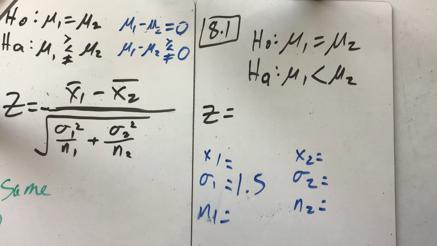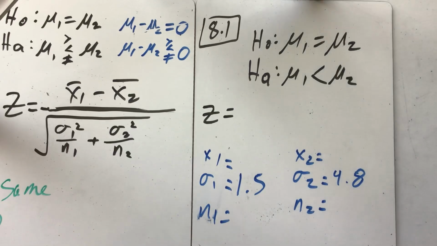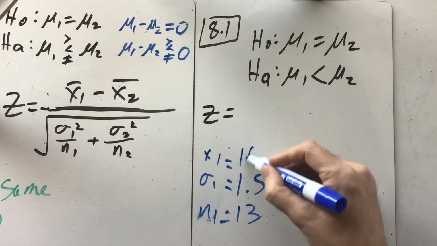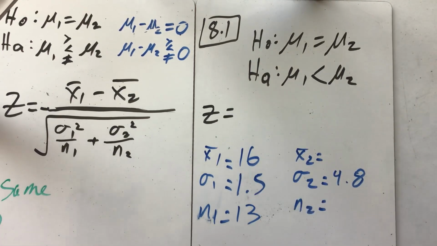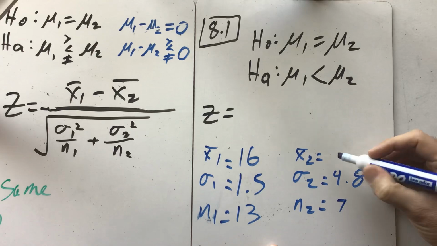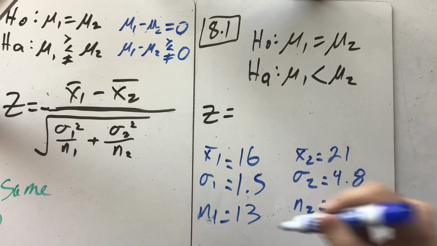For the second task, the standard deviation is 4.8. She also observes 13 employees completing the first task. So 13 is the number of employees, so that's n1. And then she says they have an average time of 16 minutes. So that 16 is x1 bar, the average time it took. Now we see that she observed 7 employees, and then she records an average time of 21 minutes. So here are all of our numbers: 16, 21, 1.5, 4.8, 13, and 7.